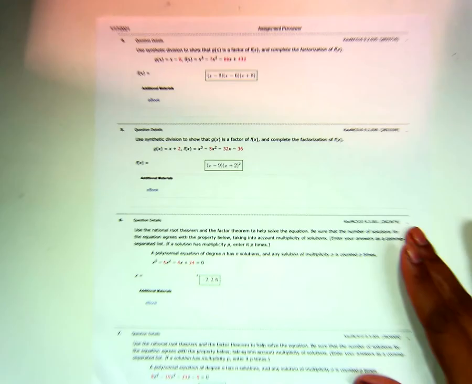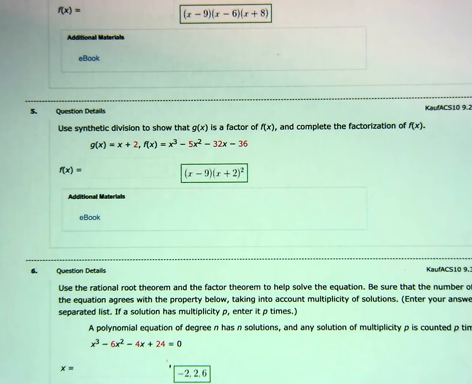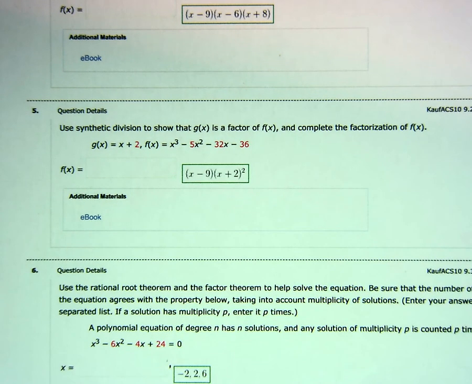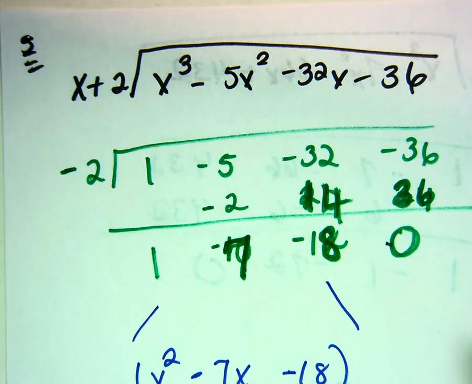Here goes number 5. Once again, you see that synthetic division. So practice makes perfect. We're going to probably keep doing these until we're able to actually understand them, or at least be very, very good at guessing. Then there goes number 5. So once again, I rewrote it.